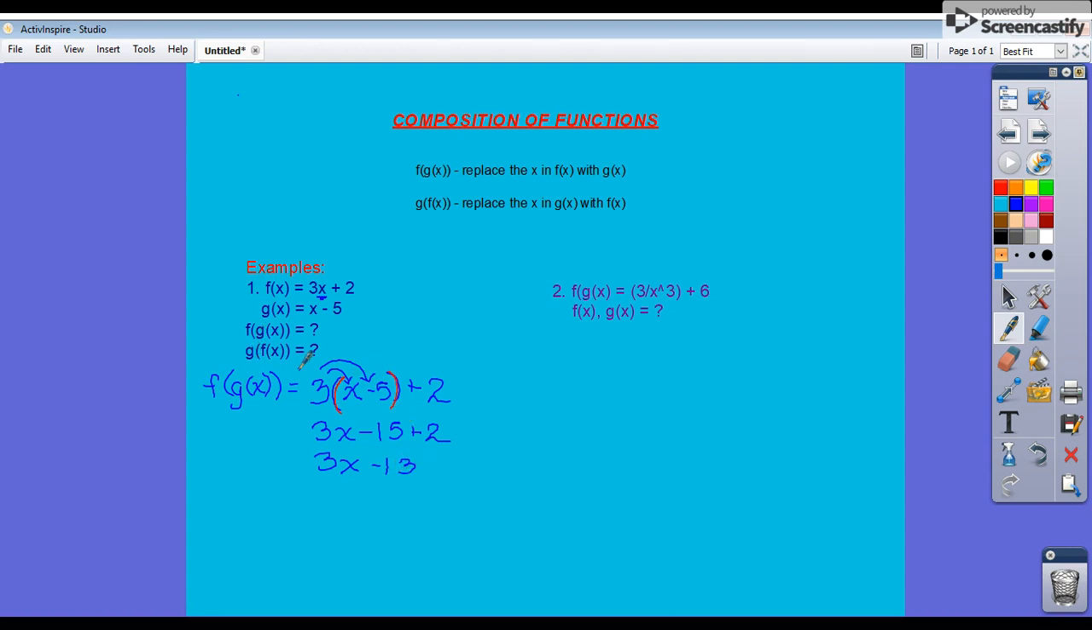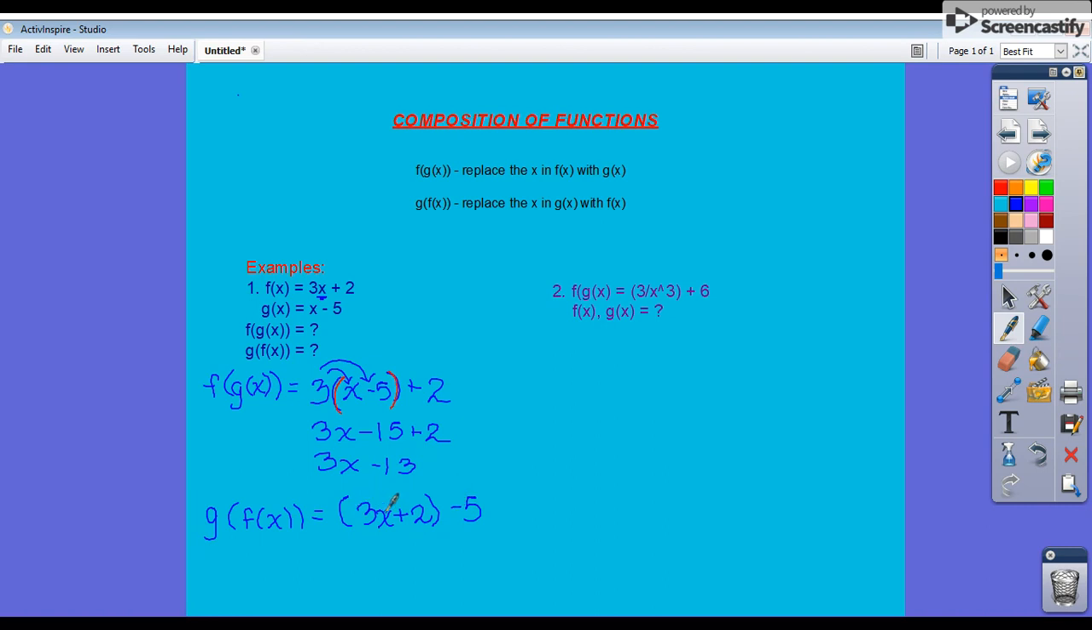It also asks for g of f of x. So to find g of f of x, notice in the second line above, you're just replacing the x in g of x with f of x. So I'm going to do the exact opposite now. I'm going to replace the x in the g function with whatever f is. So I'm going to write still the g function, which is x minus 5, except I'm going to replace the x with whatever f is, which is 3x plus 2, and then I'll write the minus 5.